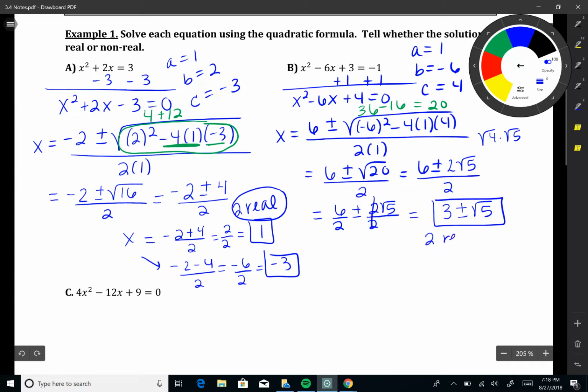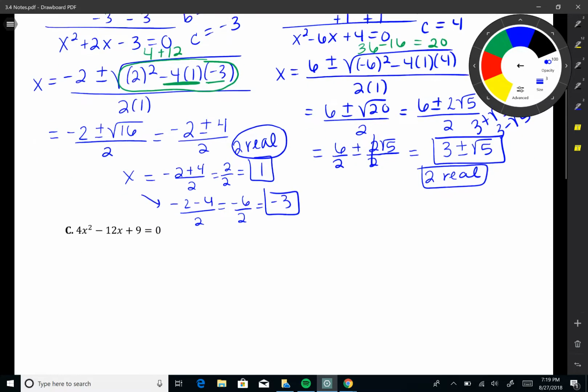These are two real solutions. You could write it separately if you wanted: 3 plus rad 5 and 3 minus rad 5. Up to you. Those are real because there's no i's. All right, let's look at C.